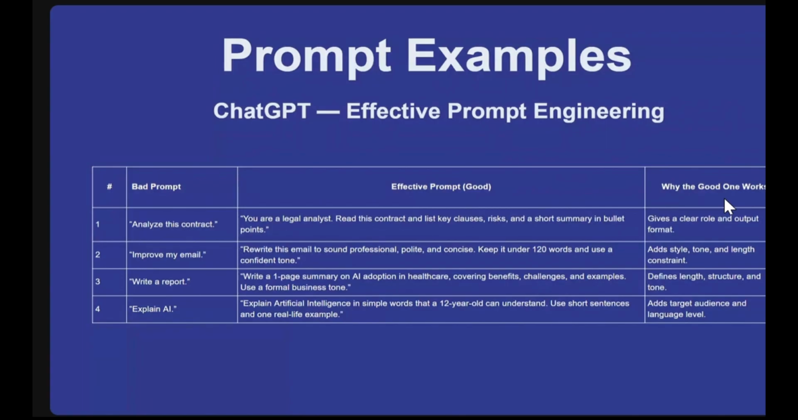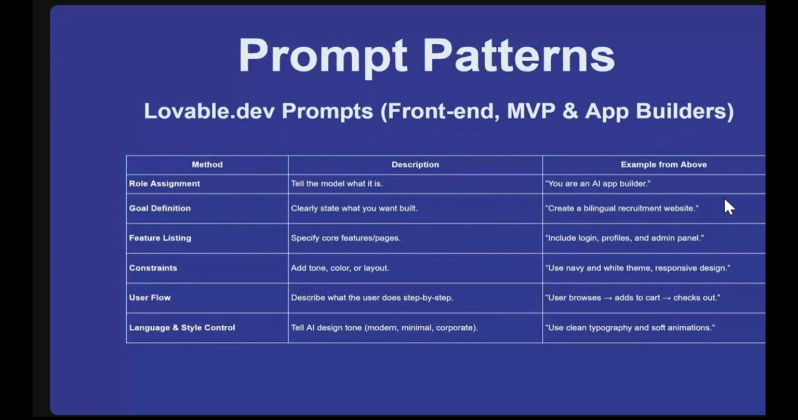Let's see. Yeah, these are the patterns for Lovable prompts. This is the pattern you should be following for a good prompt, like the method, the description, and example. Role assignment. Tell the model what it is. You are an AI app builder. Goal definition. Clearly state what you want to build. Create a bilingual recruitment website. So this is one prompt broken into several pieces just for you guys to understand.